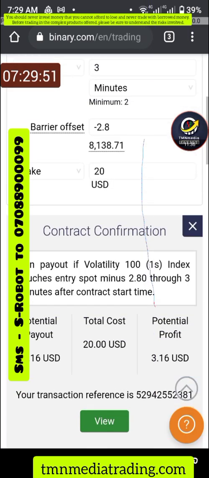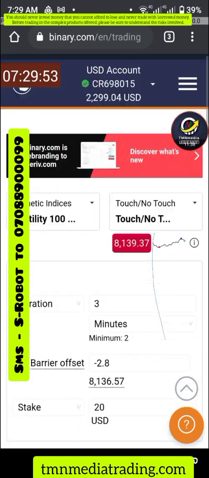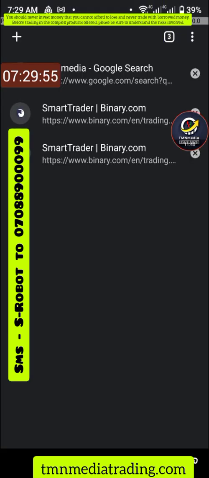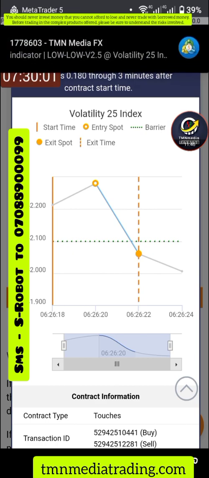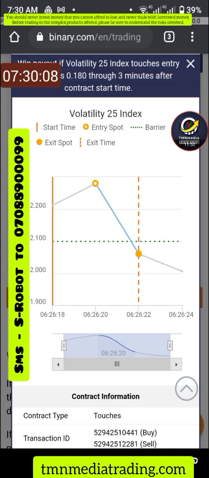So I've been able to do 2 trades. You've seen them. Now look at them. They are here. You can see the first one is this one, 25 index. You can see signals are still coming in, but I've shut down my RoBot. It's to do just 3 trades.